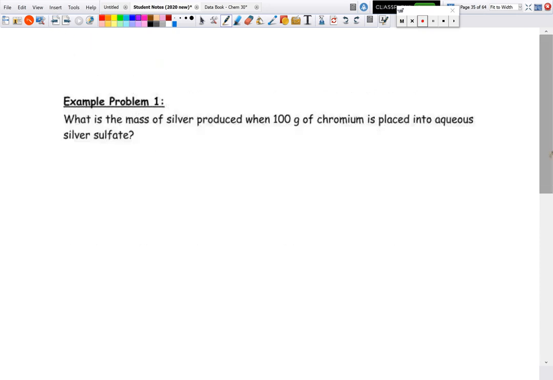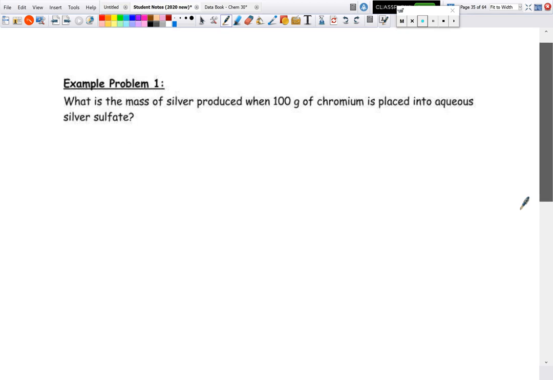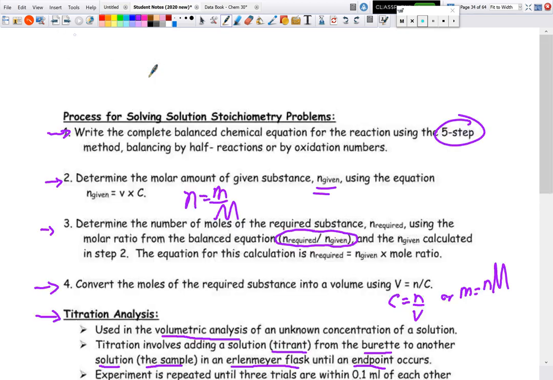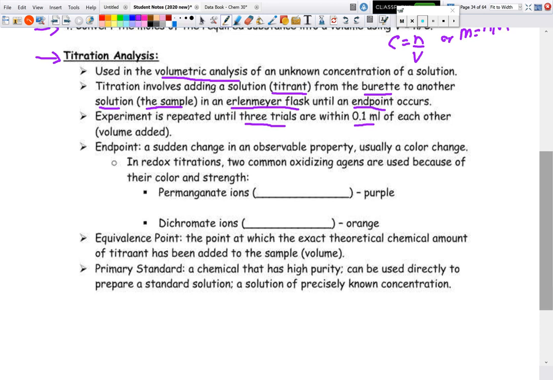Or sometimes you'd be given a question like example 1 and example 2 here, where we don't see multiple trials, we just have concentrations and volumes, and we're still going to have to solve. So the type of information given in the question completely determines how we solve it, but we'll tackle that as we get to it. Of course, just remember the endpoint is a sudden change in observable properties. For us, it's going to be a color change.